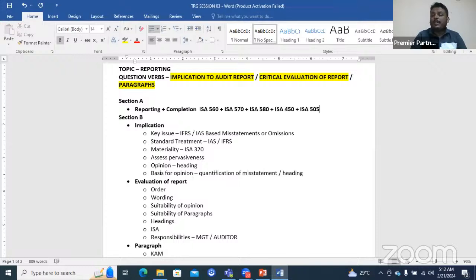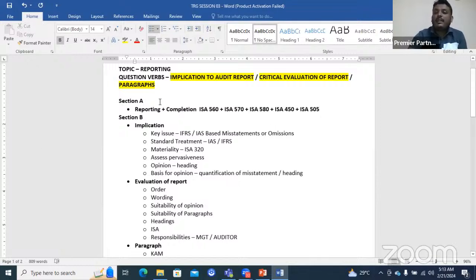There are three types of misstatement: factual misstatement, judgmental misstatement, and projected misstatement. For ISA 450, a detailed technical article was given, so please read that also. Finally, ISA 505 is confirmation. There are two types of circularization or confirmation: positive circularization and negative circularization. You should also know how to obtain confirmation through the circularization process.